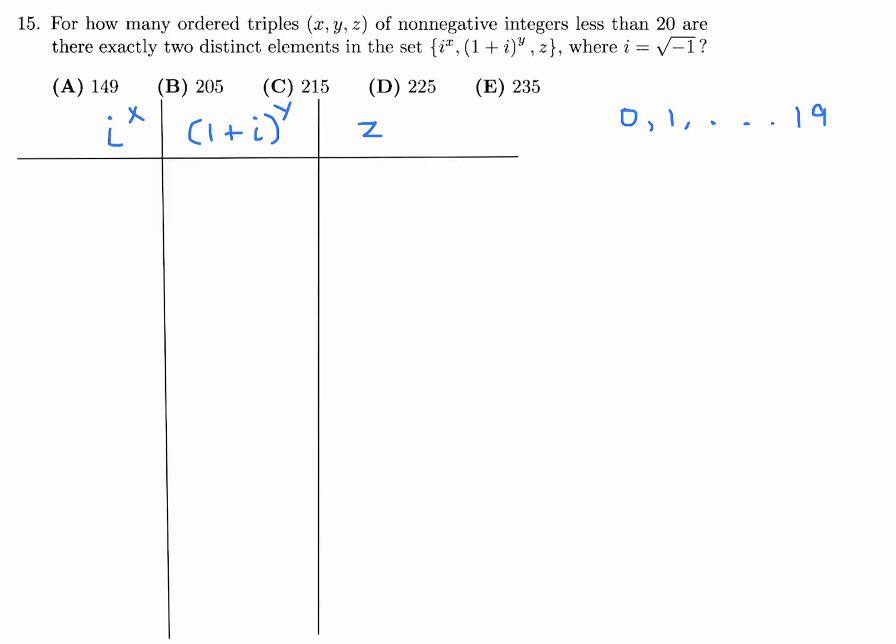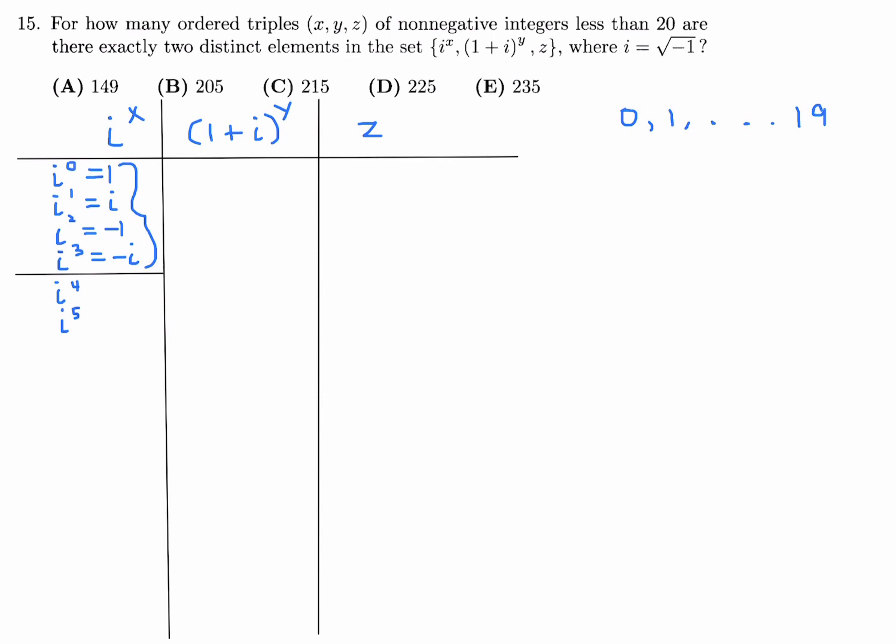So for i to the x, we start with i to the 0, because x can be anything from 0 to 19. i to the 0 is equal to 1. And then i to the 1 is equal to just i. And then i squared is equal to -1. And then i to the 3rd is equal to -i. Now the good news is that for this particular part of the question, these just keep repeating. If you keep going, i to the 4th and i to the 5th and so on, this pattern of 1, i, -1, -i just keeps repeating.